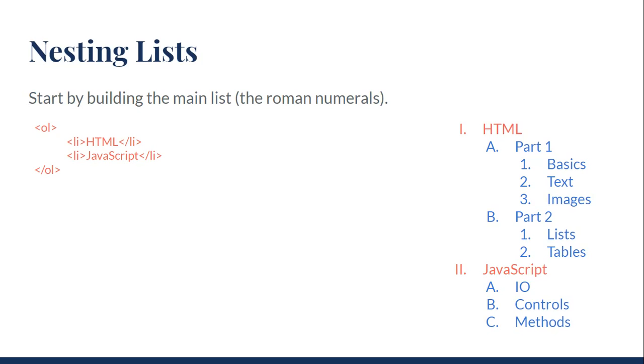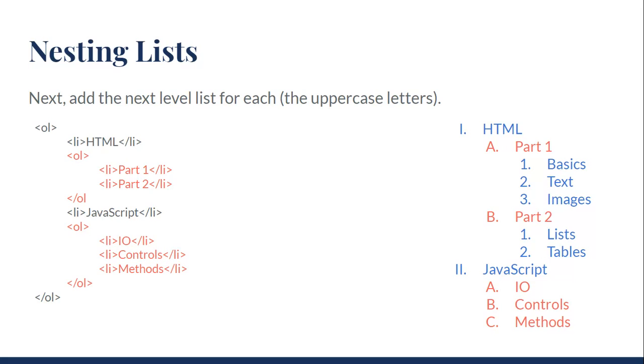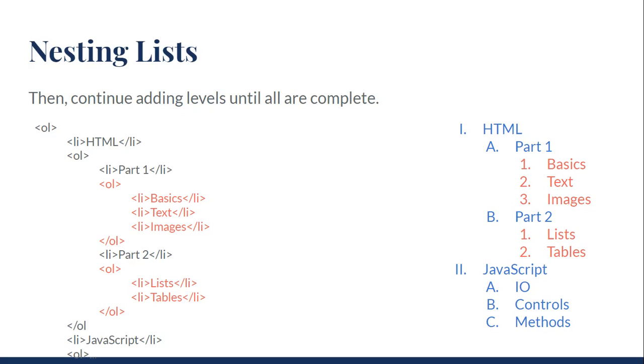Then what I'm going to do is I'm going to build each of the subsequent lists under them. So under HTML, there's another ordered list, which is part 1, part 2. And under JavaScript, there's another ordered list, which is IO, controls, and methods. Then I go in and I build the next level in completeness. So under part 1, I build another OL of basics, text, and images. And under part 2, I build another OL of lists and tables. All right, so now I've got the structure. And by default, it's all going to show up as 1, 2, and 3.